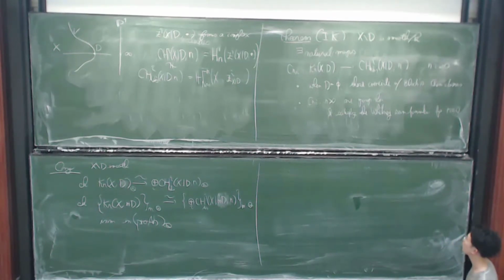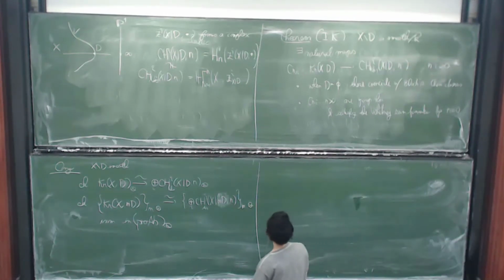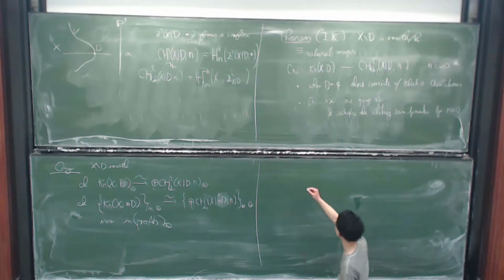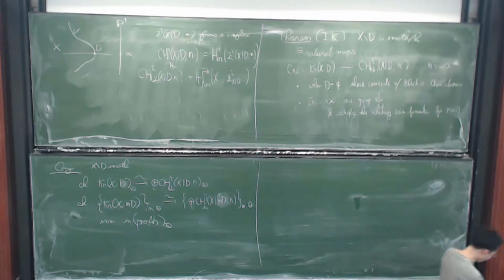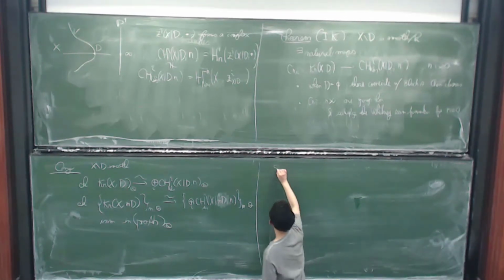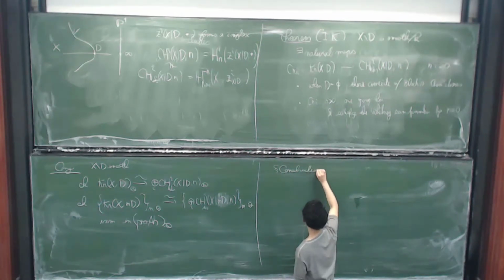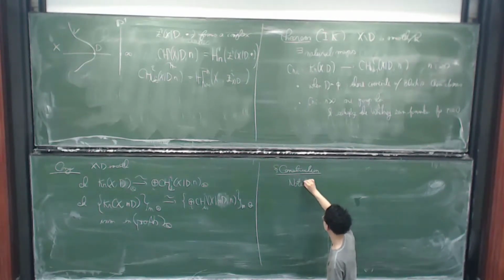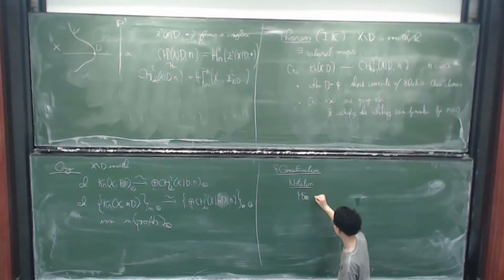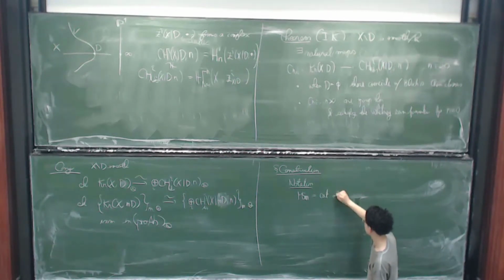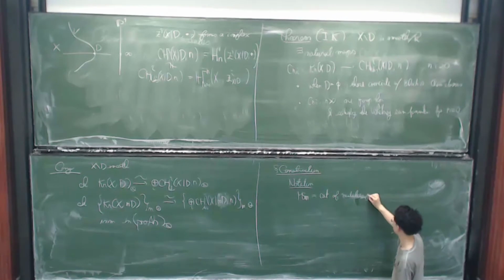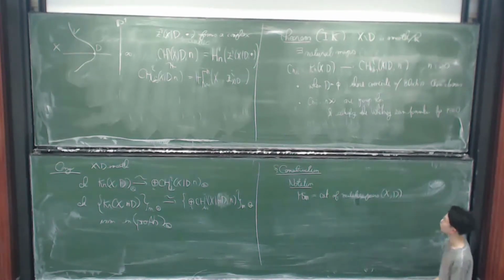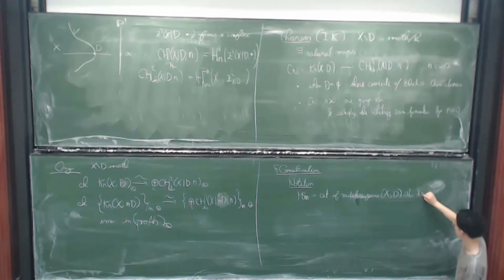From here, let me explain the construction of Chern classes. We use four-rank notation. Let MSM be the category of modulus pairs, so schemes with an effective Cartier divisor such that X minus D is smooth.